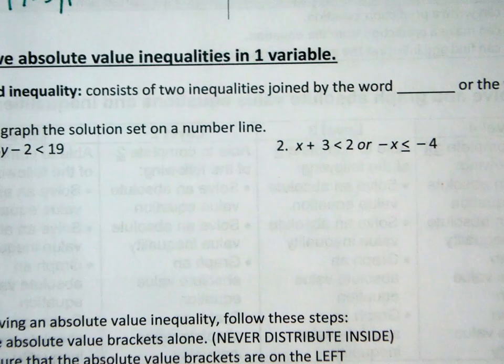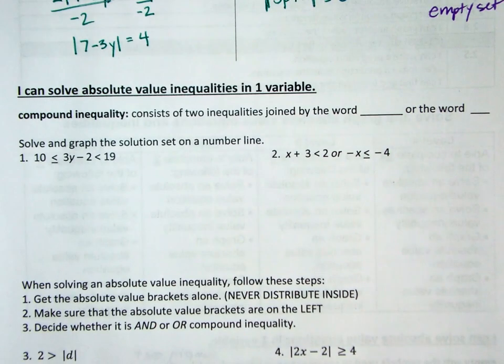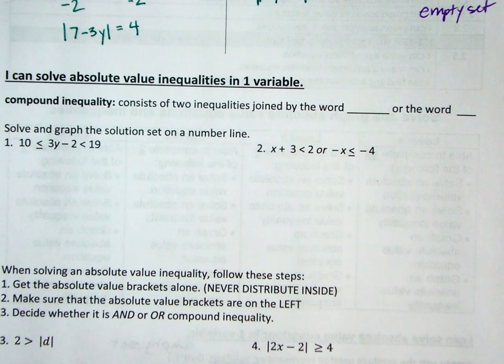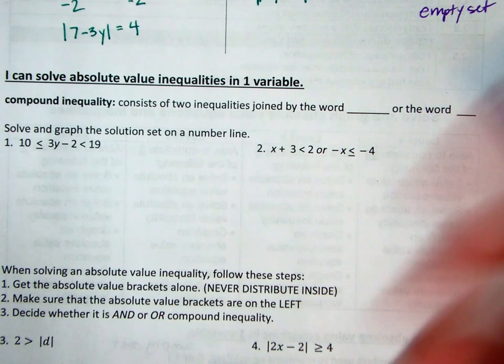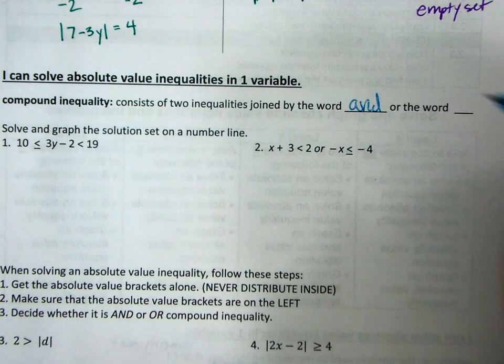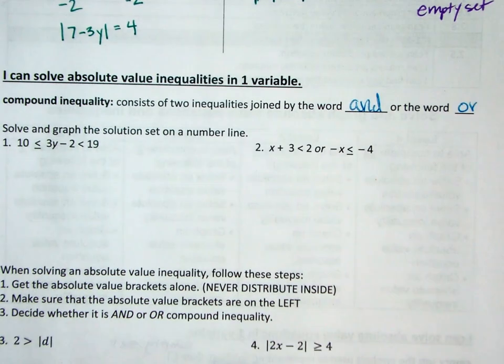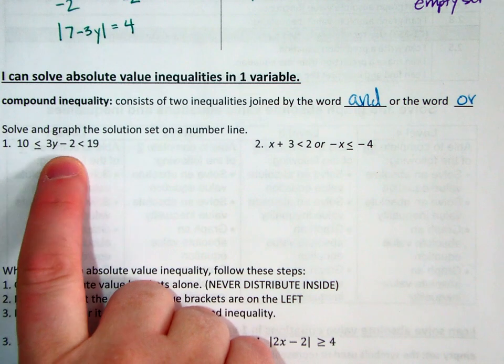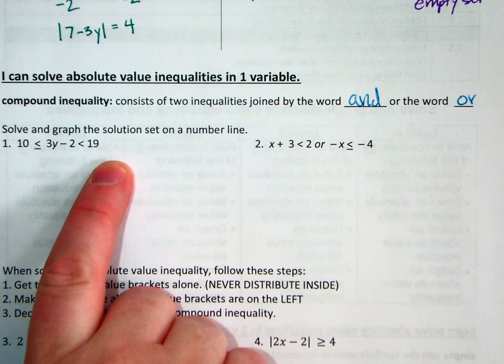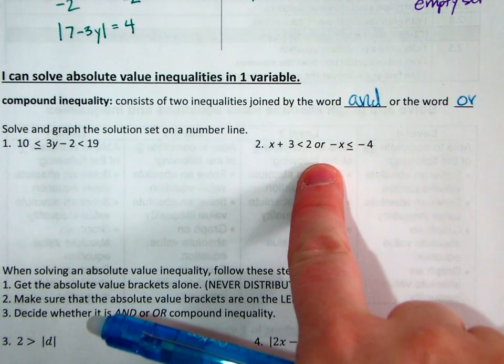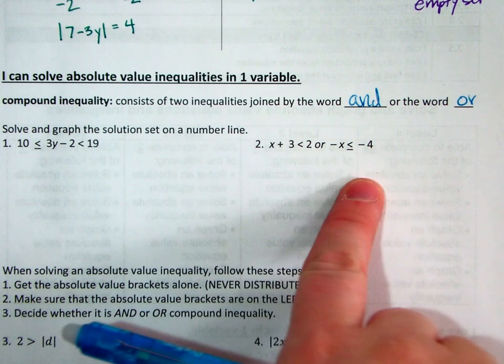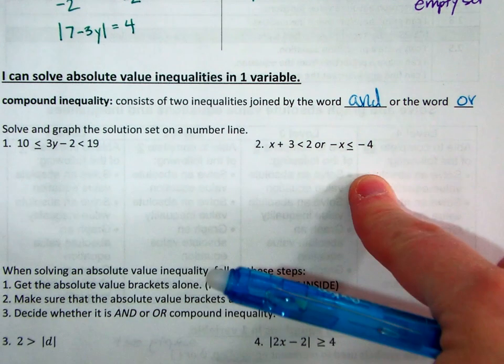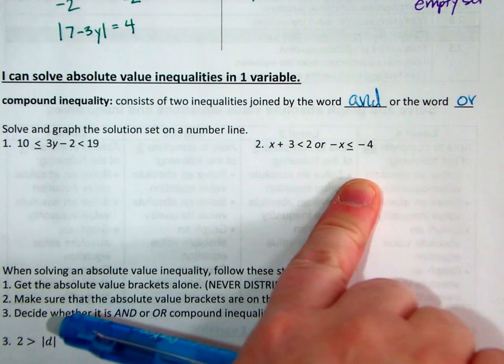This is a video about solving absolute value inequalities in one variable. A compound inequality consists of two inequalities joined by the word "and" or the word "or." Ands are compound: there is a value that needs to satisfy a top and a bottom bound. The word "or" means that you can have two different answers, sometimes two inequalities, or when you solve absolute values, depending on what you get.